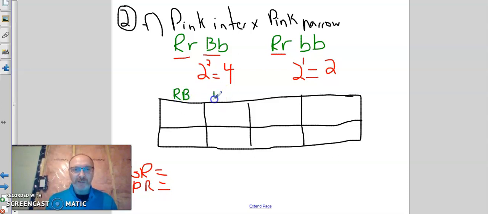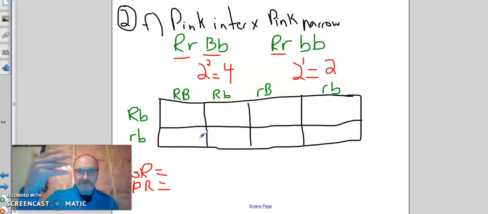So big R, big B, big R, little r, big B, and then little r, little b. For this individual here, there's only 2 possibilities. So we've got a big R, little b, and a little r, little b. Again, every gamete needs one allele from each of the genes so that the gamete has all the information it needs to pass on to the next generation. So now all we have to do is fill it in.